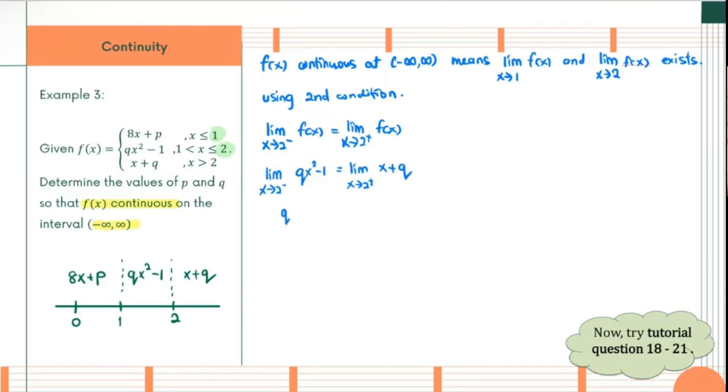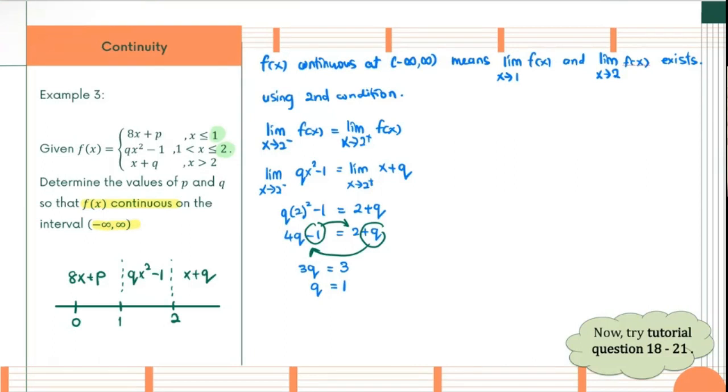So now kita gantikan 2 dalam both left hand side dengan right hand side. So saya dapat q(2) squared minus 1 equals to 2 plus q. So I have 4q minus 1 equals to 2 plus q. So kita pindahkan q ke sini. Negative 1 kita pindahkan ke sebelah. So I get 4q minus q adalah 3q and 2 plus 1 is 3. So therefore q is equals to 1. Nampak tak? Kamu dah dapat tahu value of q adalah 1.